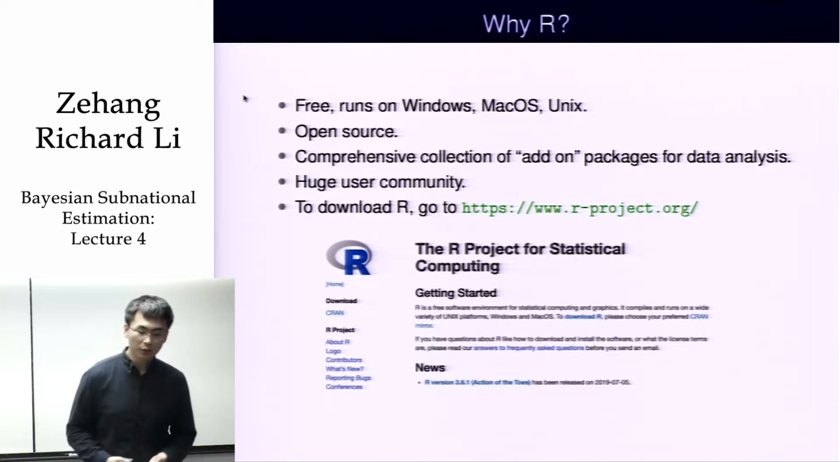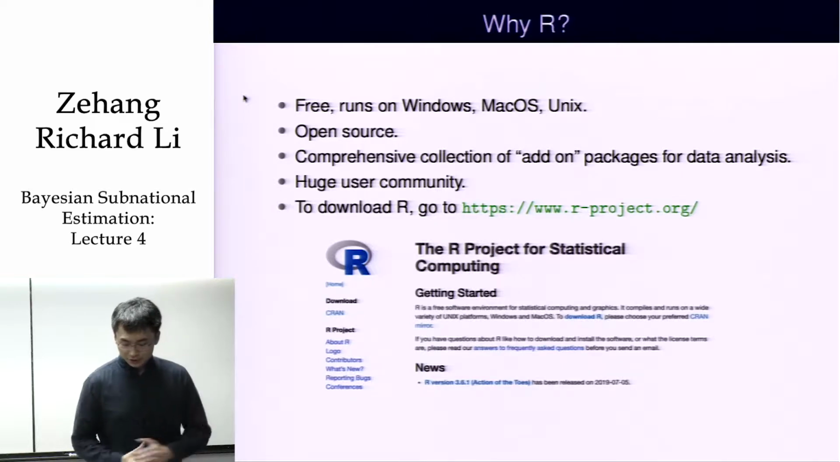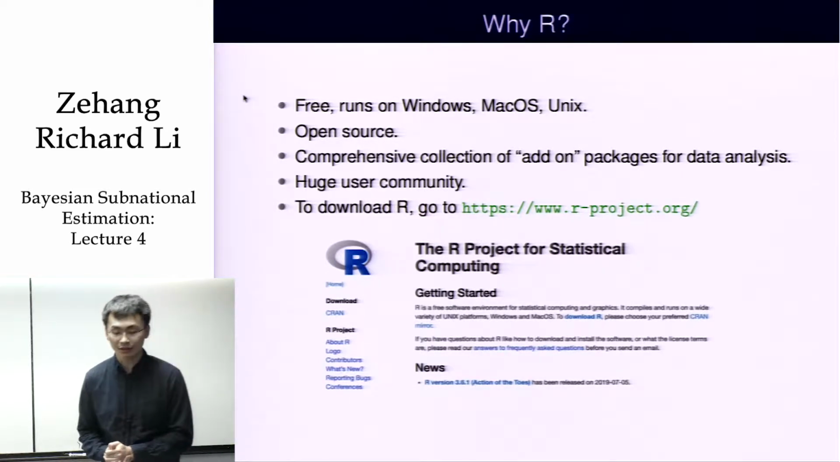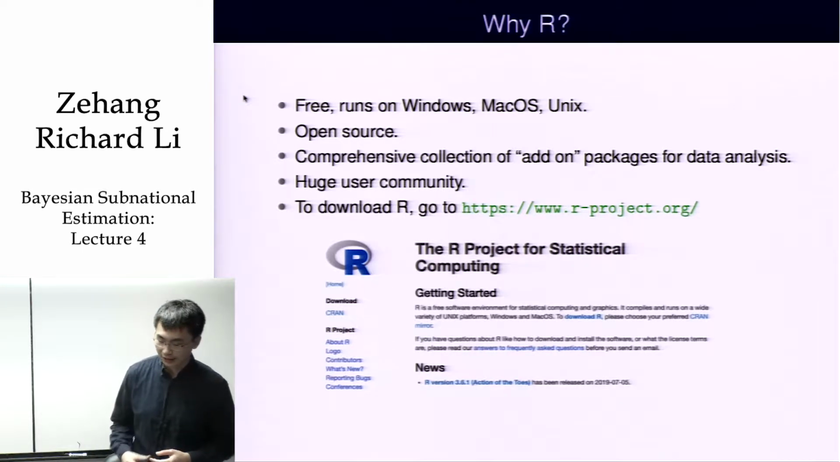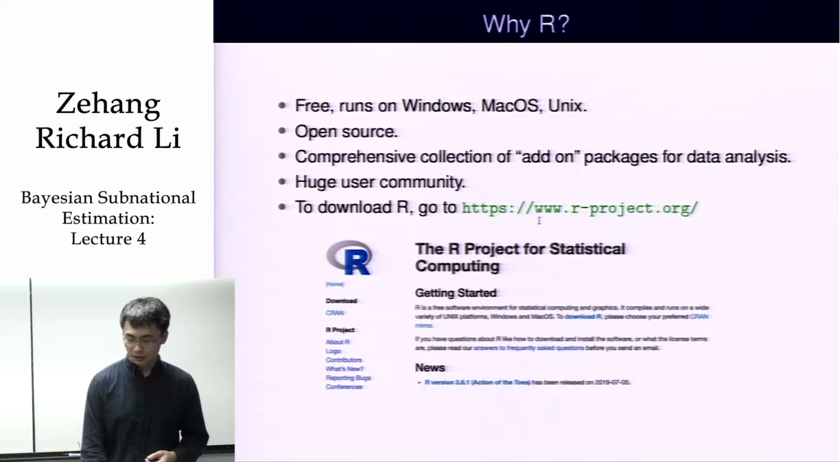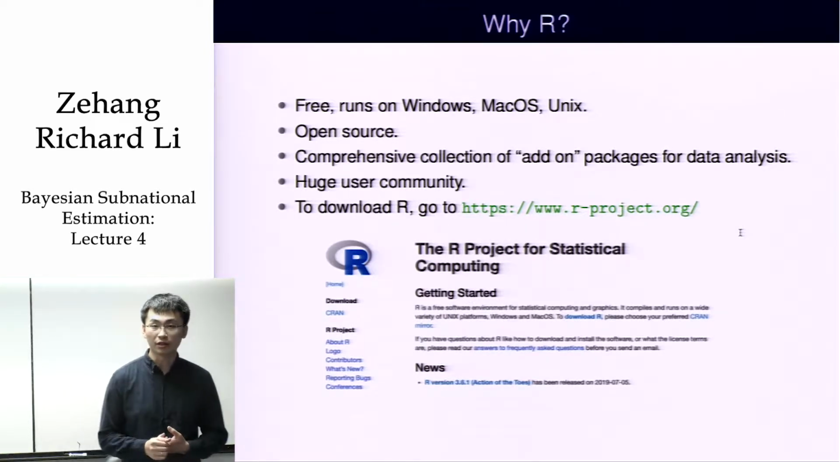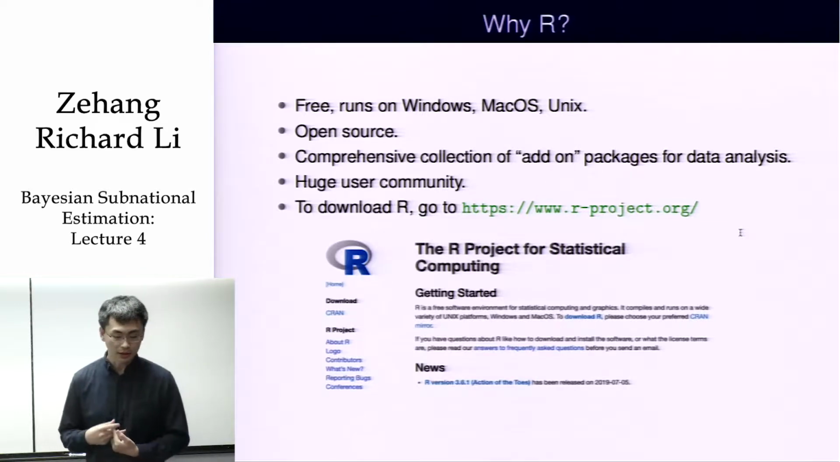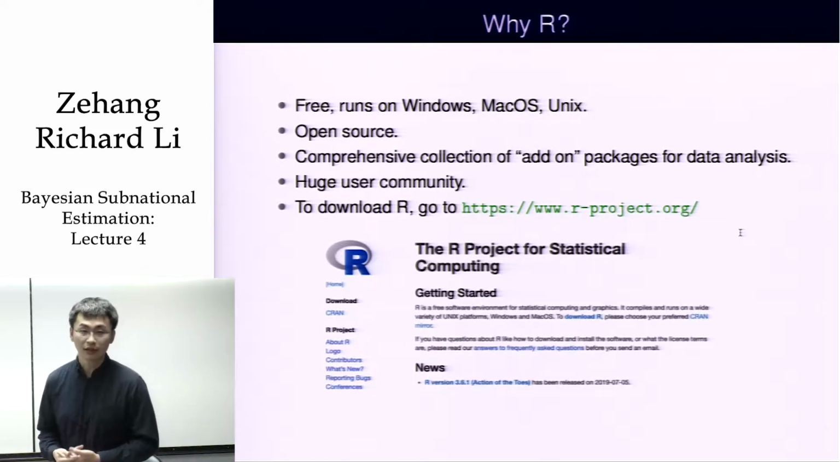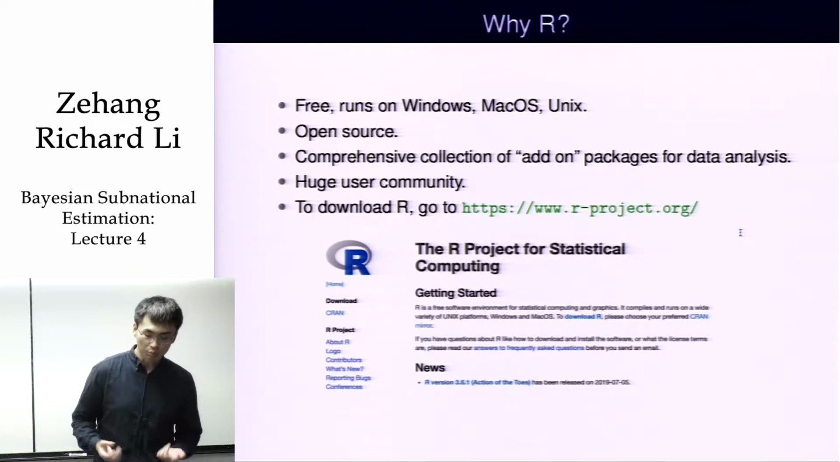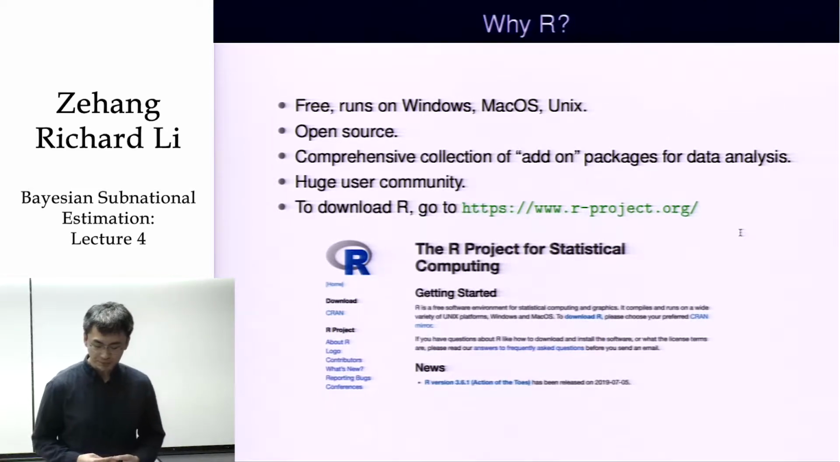Okay, so why do we want to use R? First of all, of course, R is free, so you don't need to buy a license to use R. If you haven't downloaded R already, you can just go to the website. There's a link to the R project website. You can download the software and install it on your machine, no matter if you're running Windows or a Mac or on a Linux server. You can pretty much install R on most of the major platforms.